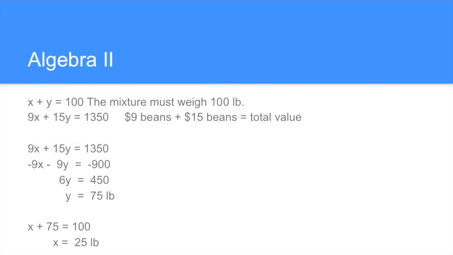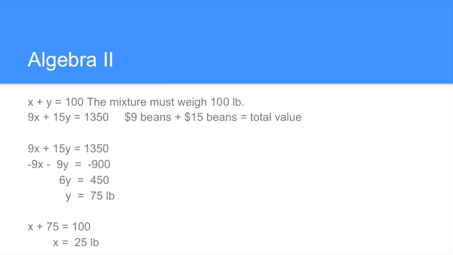The unknowns are the amounts of the 2 types of coffee beans. We must now establish a system of 2 equations. One of the equations will be based on the total amount, and the other based on the mixture's value. The first equation represents that the mixture must weigh 100 pounds. The second equation represents the value of the $9 beans and the value of the $15 beans to equal the total value.